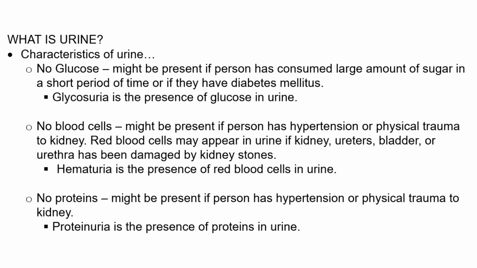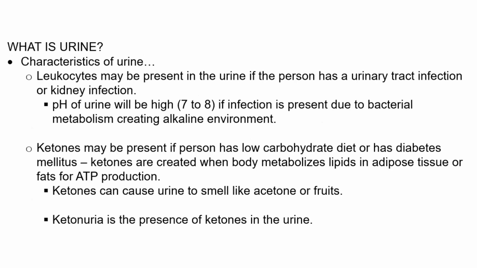The urine should also lack proteins, as these are typically too large to pass through the filtration membrane in the glomerulus, but they might be present if the individual has hypertension or has suffered kidney trauma. Proteinuria is the term for the presence of proteins within the urine. Leukocytes are not normally present in the urine. However, they may be present if the person has a urinary tract infection or a kidney infection. Typically, along with leukocytes, the pH of urine will also be high, somewhere around 7 or 8, as bacterial metabolism from the infection will create an alkaline environment.